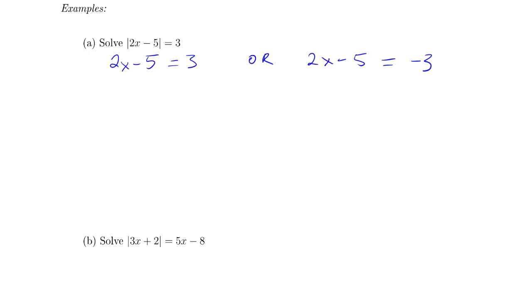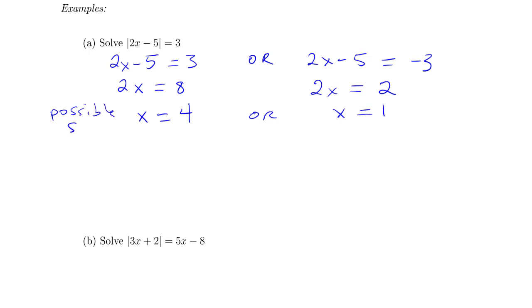So either one of those cases should work. So now we solve the individual little linear equations here. Adding 5 to both sides, 2x equals 8, divide by 2, x equals 4. On the other side, 2x equals, adding 5, so negative 3 plus 5 is 2, divide by 2, and I get x equals 1. So these are our possible solutions.